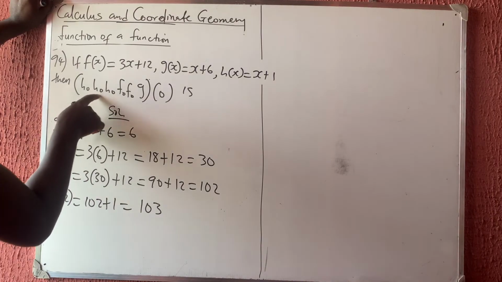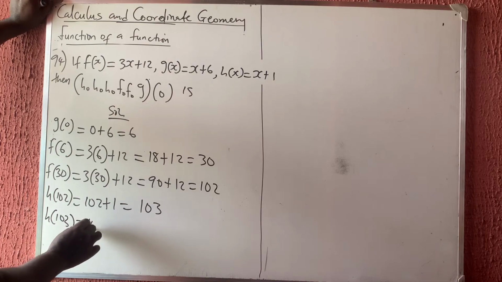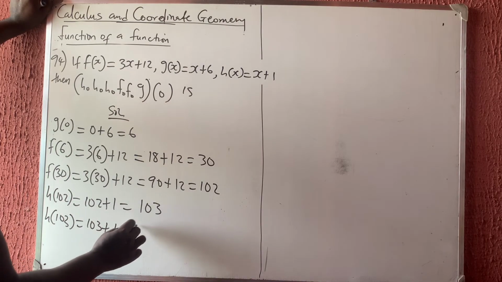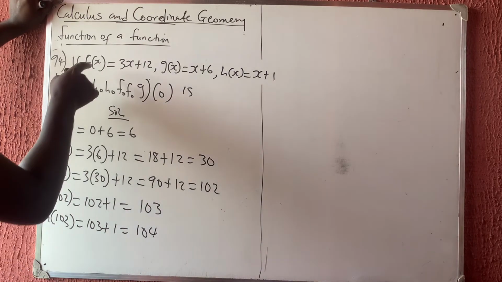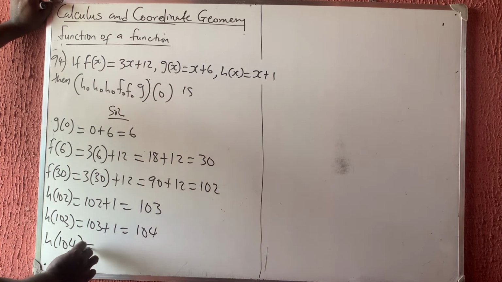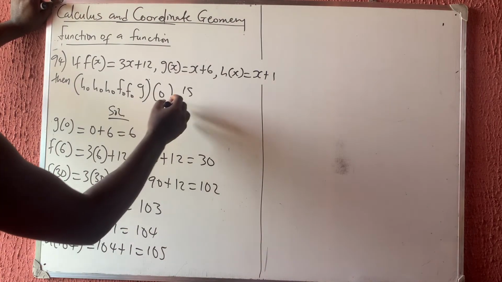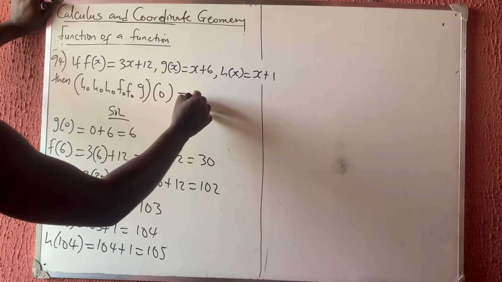103. Another one, h again. h of 103, which is 103 plus 1, which is 104. Then finally, h of 104, which is 104 plus 1, which is 105. So the answer to this is simply 105.